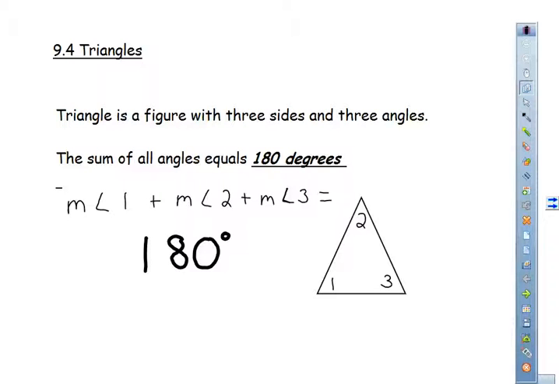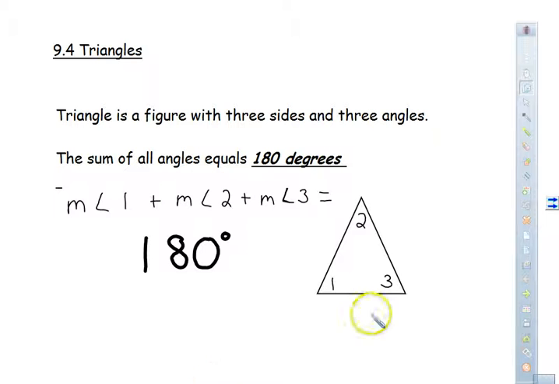Alright, today we are on 9.4, triangles. It says a triangle is a figure with three sides and three angles. Remember that. Three sides, three angles. It says the sum of all angles equals 180 degrees.